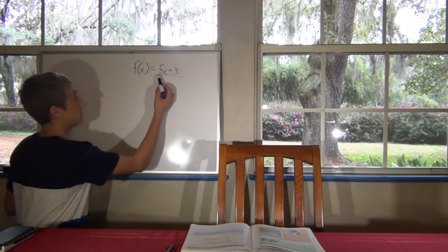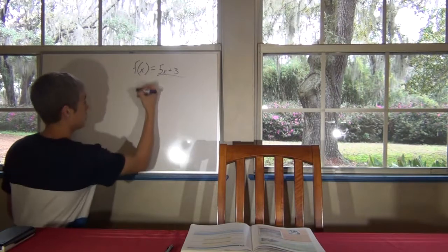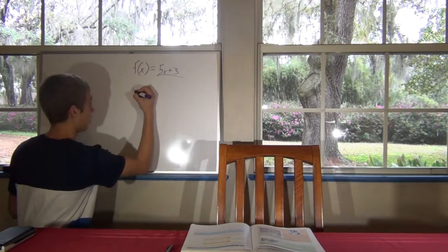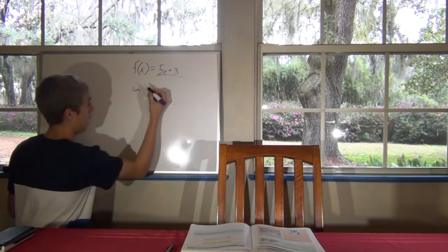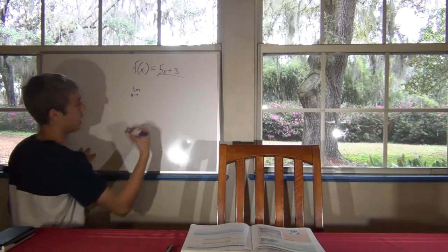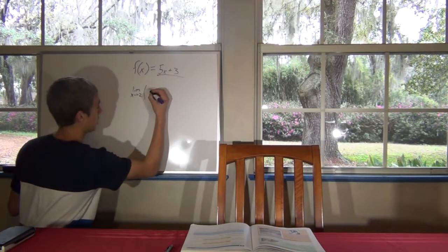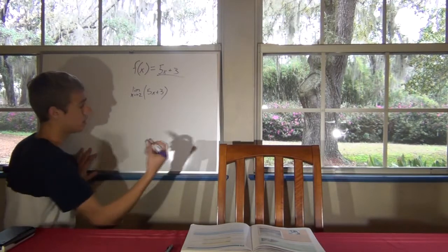So as the function 5x plus 3 approaches the point, we could write it in limit form, which is the limit as x approaches 2. As this approaches 2, for the function 5x plus 3, what does it equal?